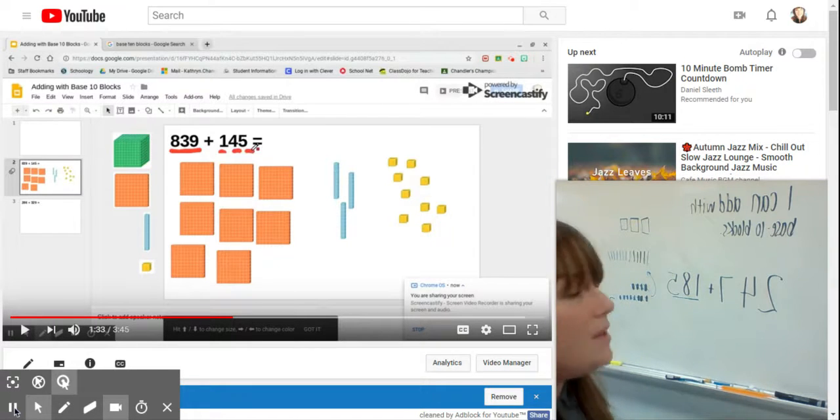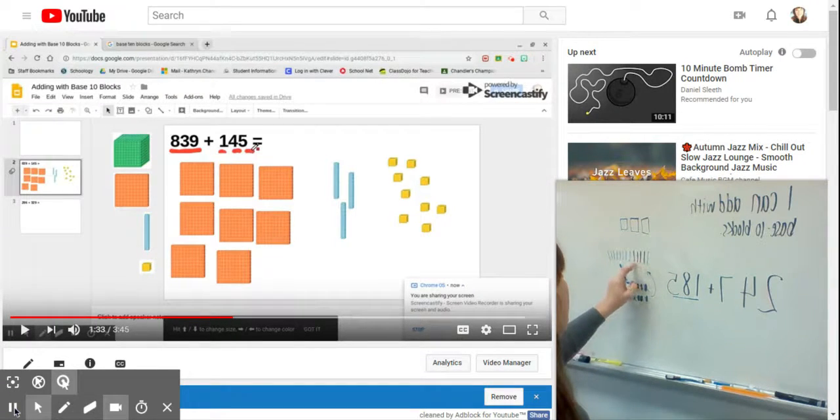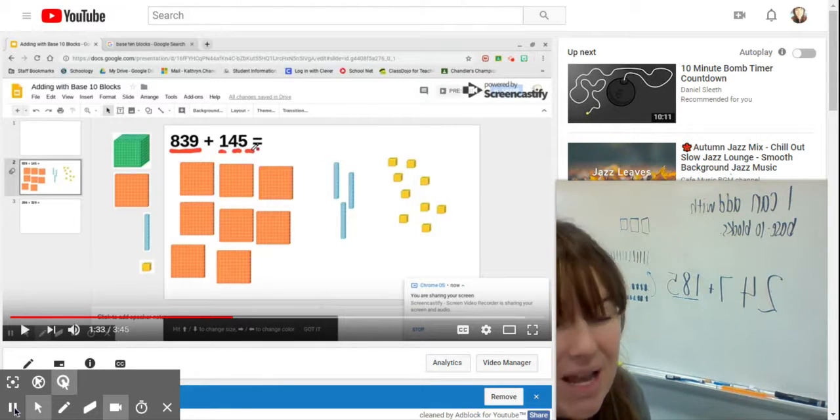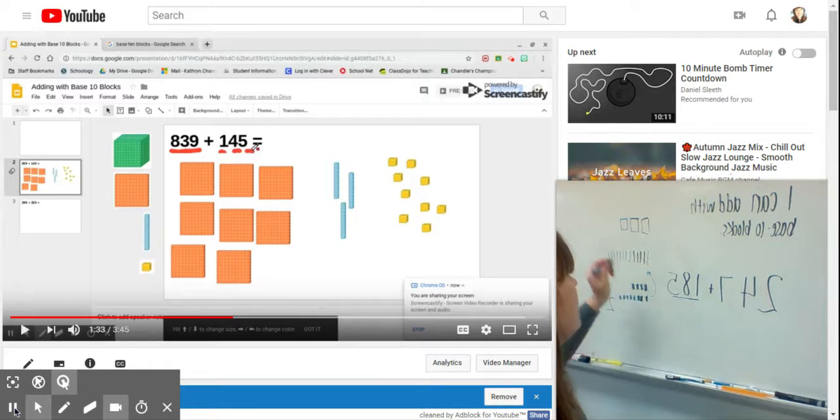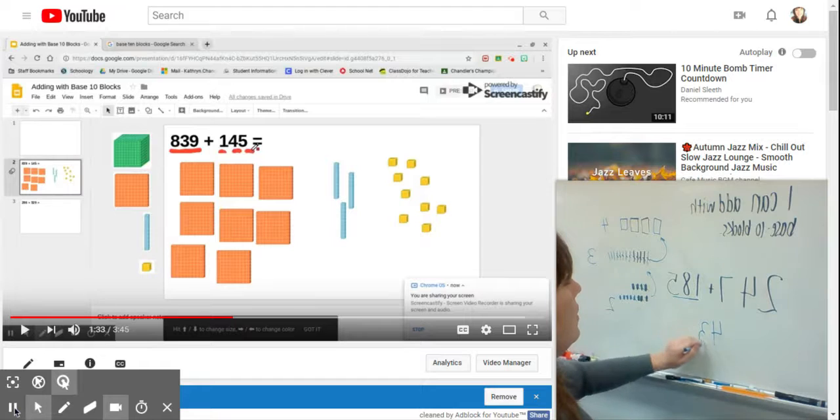Let's look at our tens place. I have 1, 2, 3, 4, 5, 6, 7, 8, 9, 10, 11, 12, 13 tens, which is a lot. I need to convert those, so I'm going to take 10 of them. 1, 2, 3, 4, 5, 6, 7, 8, 9, 10. Those will change into 100. So I'm left with 3 tens and 1, 2, 3, 4 hundreds. So my answer here is 432.